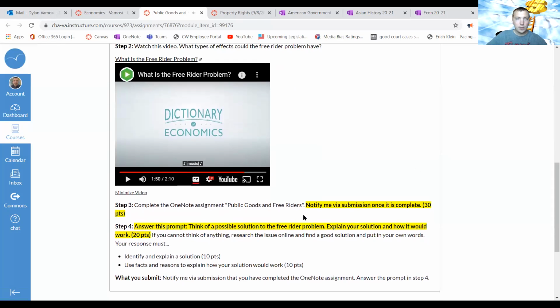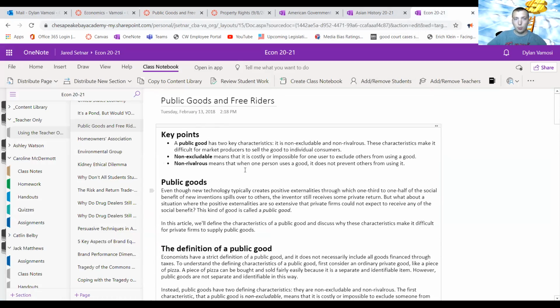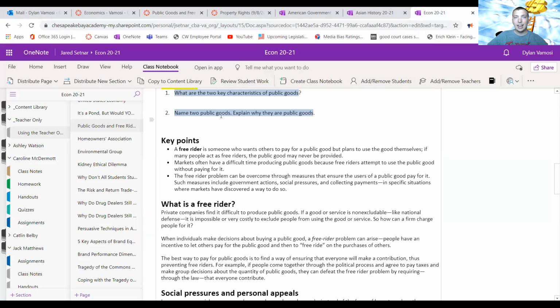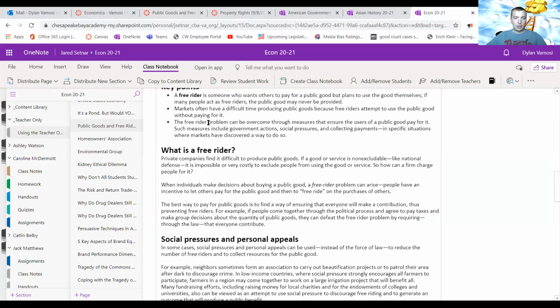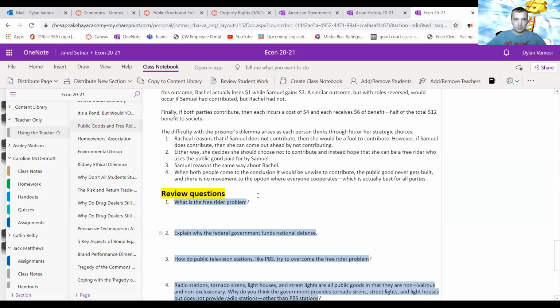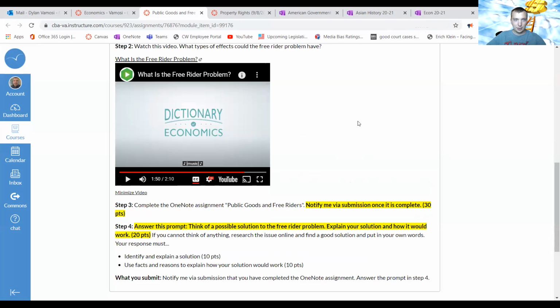Cool. And so the next part you want to do is I want you to complete the OneNote assignment called Public Goods and Free Riders, and notify me via submission once it's complete. There's a little reading, some key points consistent with the notes we took the other day. And then highlighted in this beautiful shade of blue are some questions I want you to complete as you go along in the read. Make sure you come back, let me know whenever you are done with that OneNote assignment, as it is 30 points.